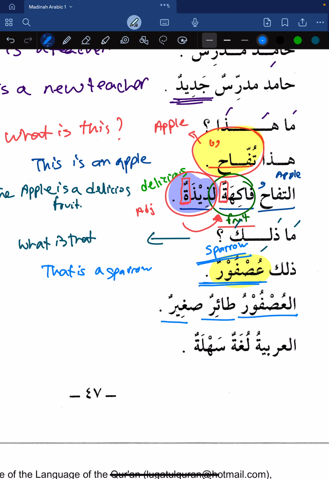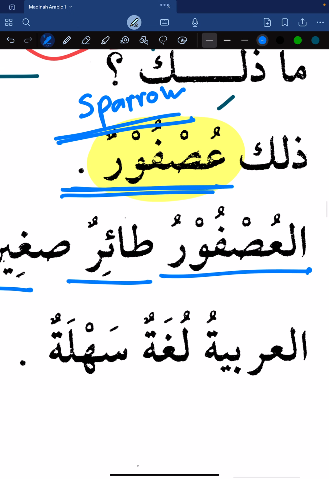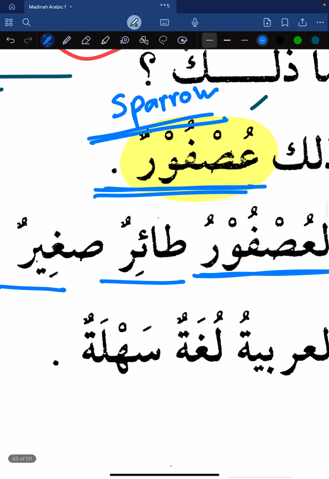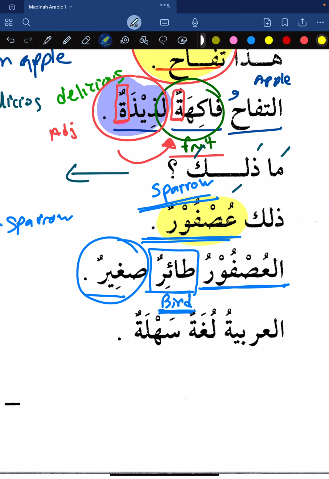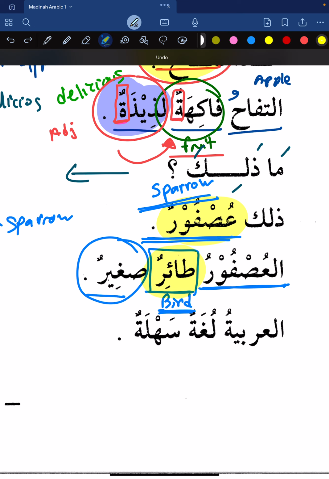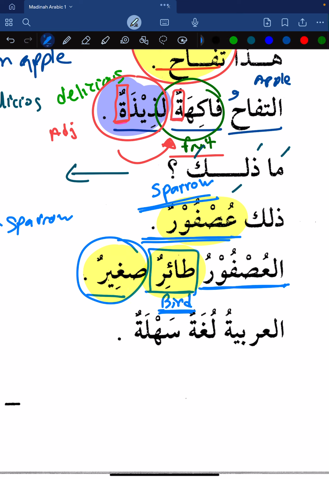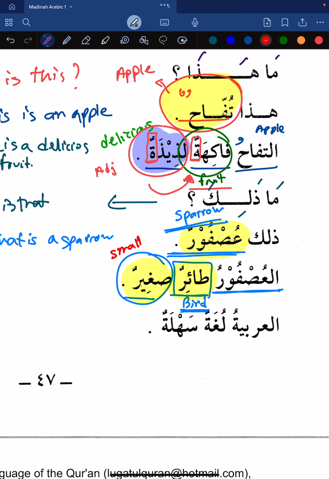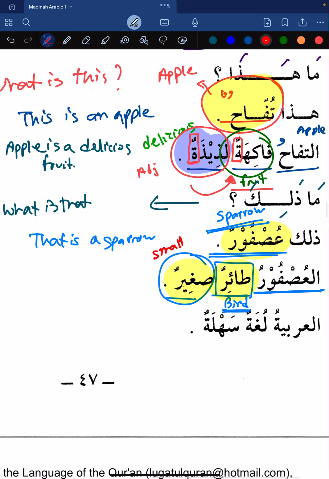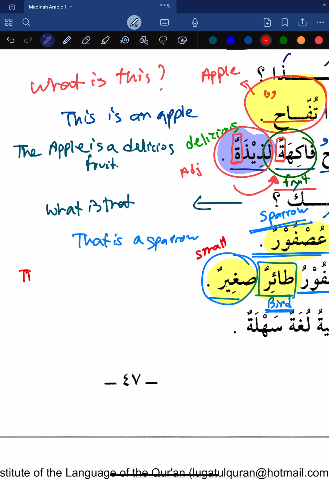The sparrow is a small bird. Yes, usfur is a sparrow. The sparrow is ta'ir. Ta'ir is bird. Ta'ir also means a plane because it flies, I guess. So that's where they came from. Interesting. Sagheer means small. I don't think it's a new word. You guys should know that. So you have ta'ir, which means a bird, and sagheer, which means small. Sagheer and kabeer are opposite words. You should learn them together, side by side. So the sparrow is a small bird.